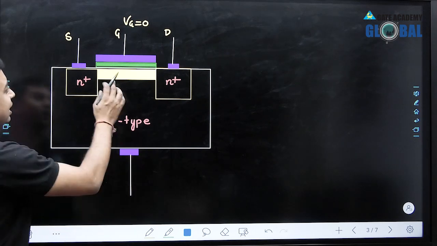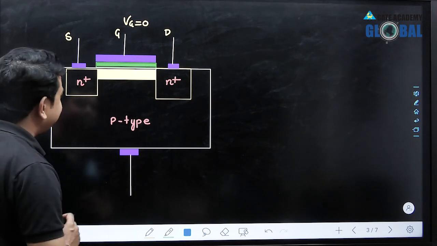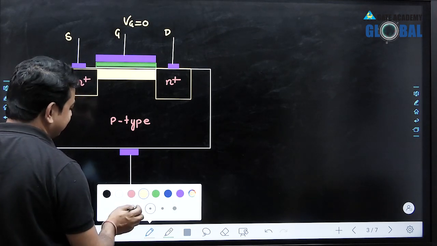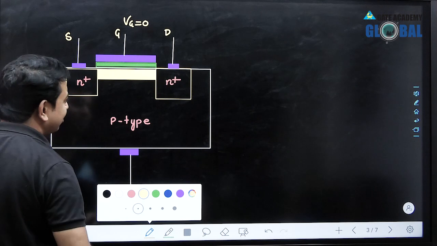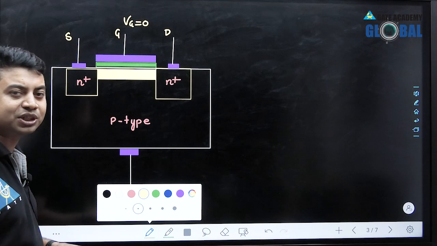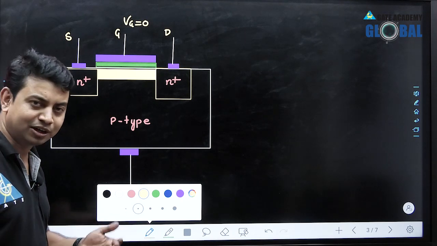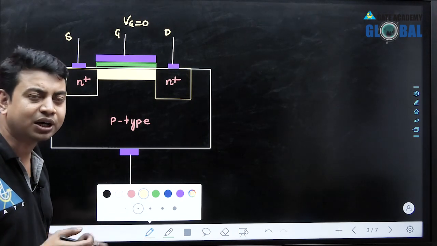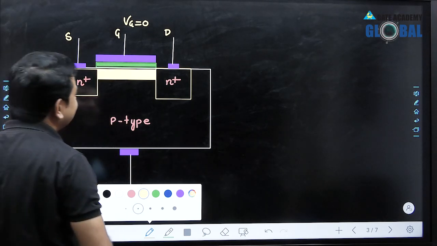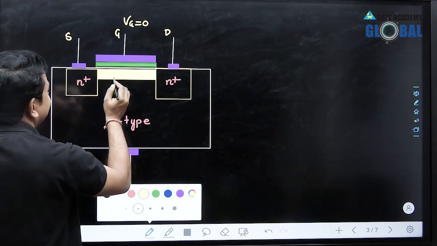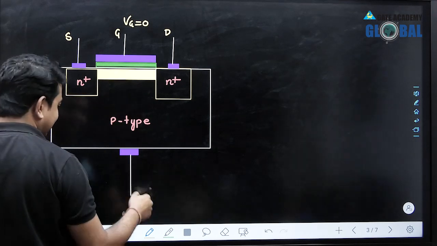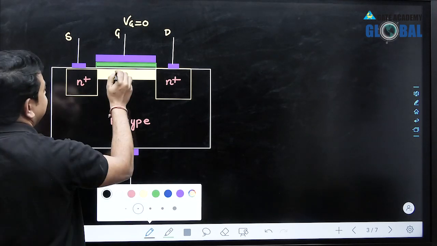So without applying any gate voltage, if we already have a conductive path between source and drain, and this conductive path is made up of the same type of material which supports the current conduction in the p-type substrate, either electrons or holes, because this is a unipolar device. So if this is N plus, this is N plus, by doping or adding certain impurities in this channel, we have created a path, and this path is made up of N, that is, electrons.